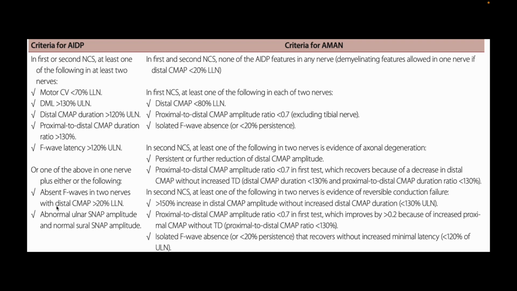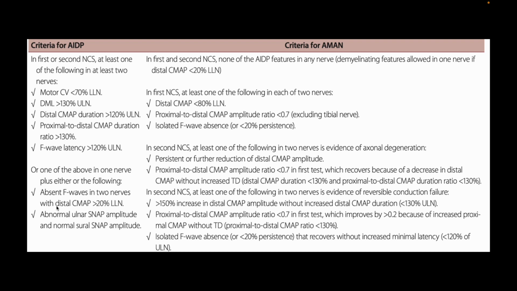The next is abnormal SNAP. Usually the sensory is less affected, and here you will usually find an abnormal sensory response in the median nerve while the sural nerve is spared. It is this differential type of nerve affected. Both of these are indicating there is a differential effect on the nerves that are affected. So the demyelination is not uniform across all the nerves.